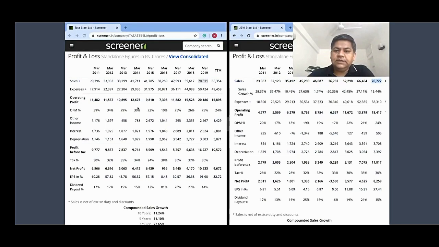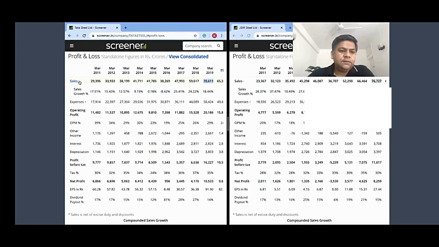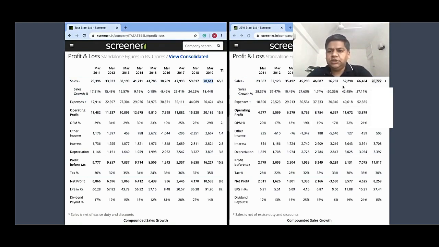If I see their sales growth and the sales growth of Tata Steel, both of them are going quite similarly. Then, from March 2018, we can certainly see that JSW Steel gave better results in '17 and '18, better sales growth, and that's why their India sales are a little better.